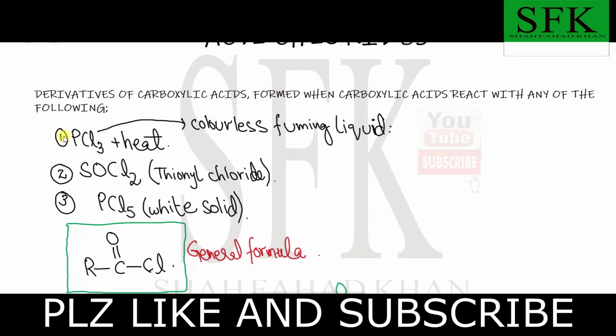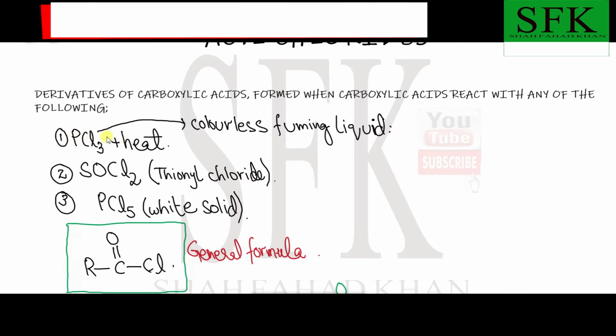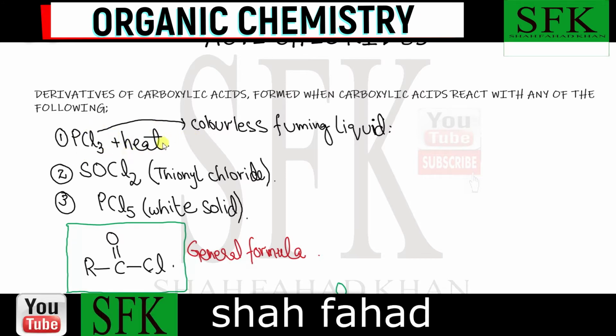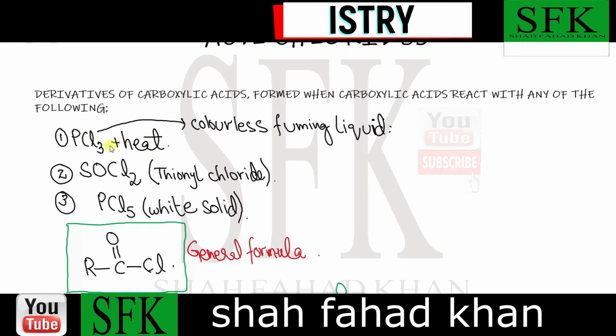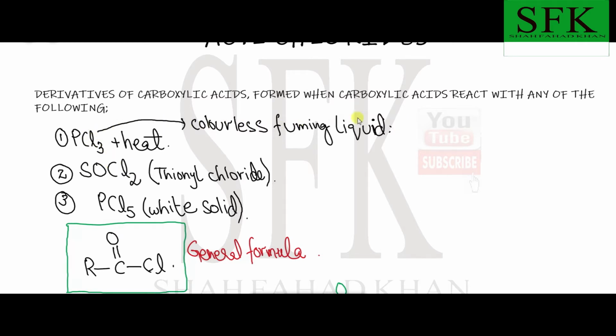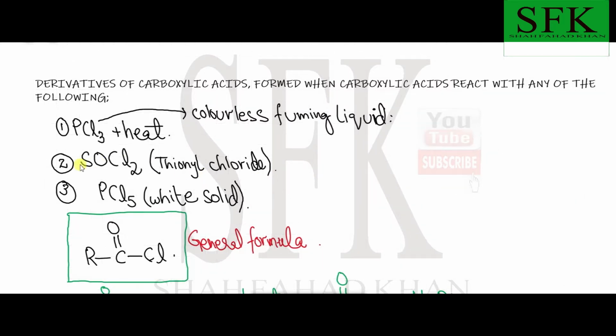Okay, first is PCl3 plus heat. Heat is required when reacting carboxylic acid with PCl3 to form an acyl chloride. This condition is important, and this is the only reagent that requires heat. Then the second reagent is SOCl2. PCl3 is a colorless fuming liquid. Okay, this is its physical state at room temperature.